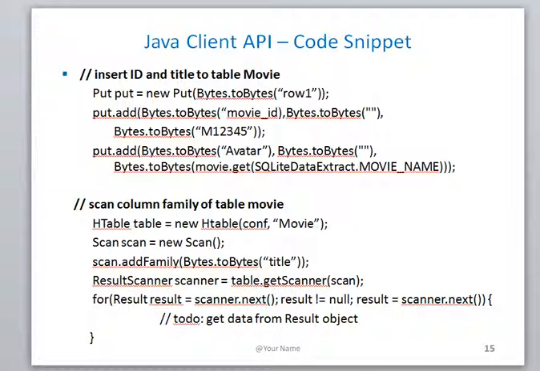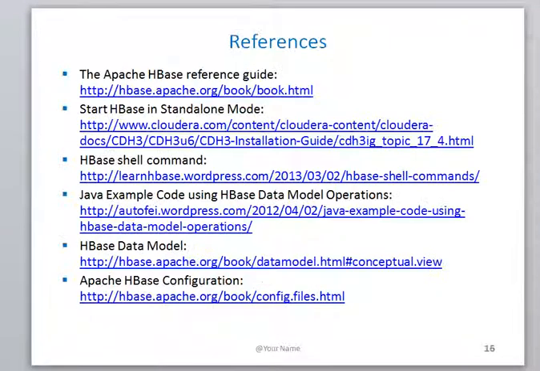Below is a sample of scanning a column family of table movie. We need a scan object, and then we define which columns we want to scan, and then issue the get scanner method.